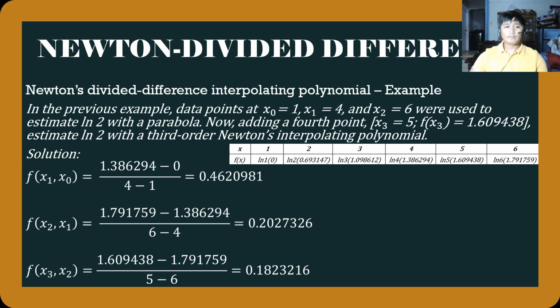And then for x sub 2 and x sub 1, these are the following values. For x sub 2, this is 4. X sub 2 here is 6. So this 6 is this one, 1.79. And then x sub 1 is 4, so this one, 1.38. So minus 6 and 4.